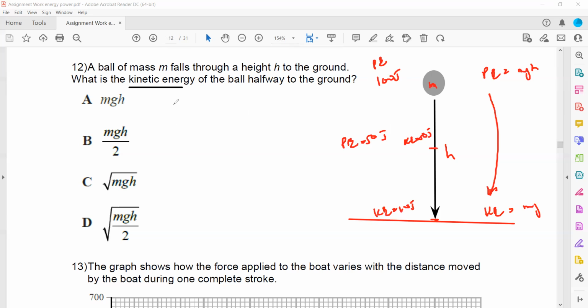So the question is, what is the kinetic energy halfway to the ground? The potential energy at the start is mgh, and halfway the kinetic energy will be half of the potential energy. Potential energy divided by 2, and potential energy is mgh. So it will be mgh divided by 2. So B will be the right answer.